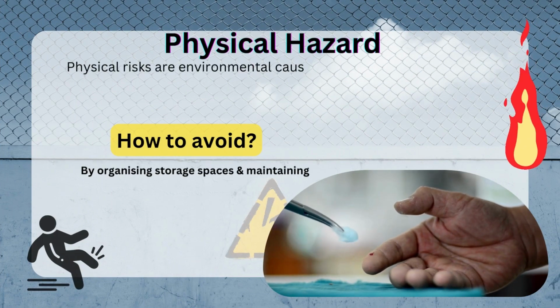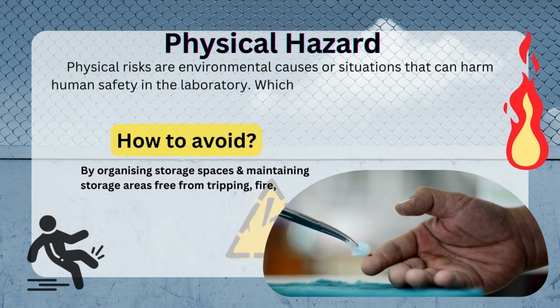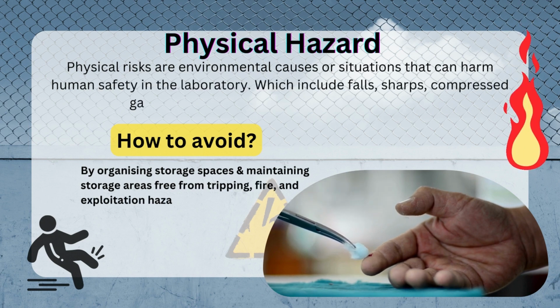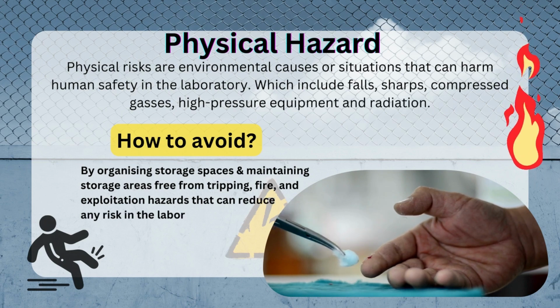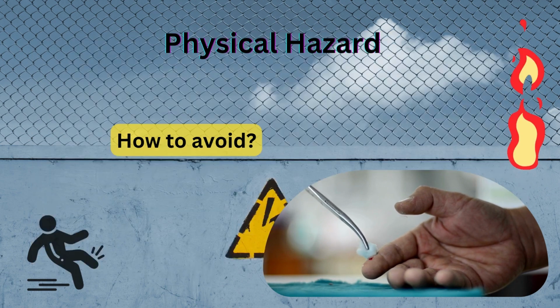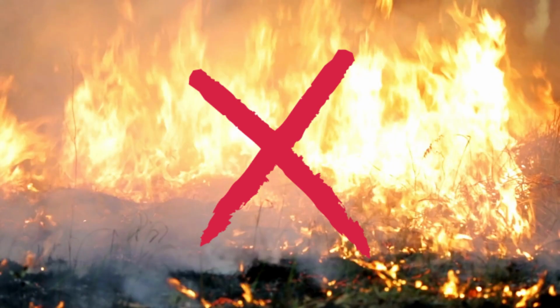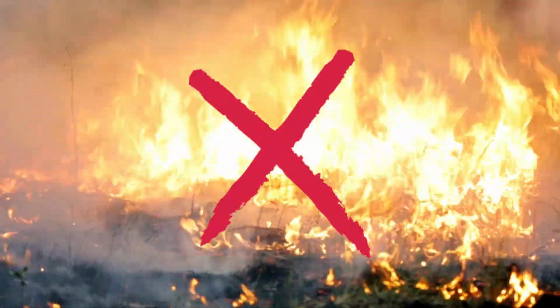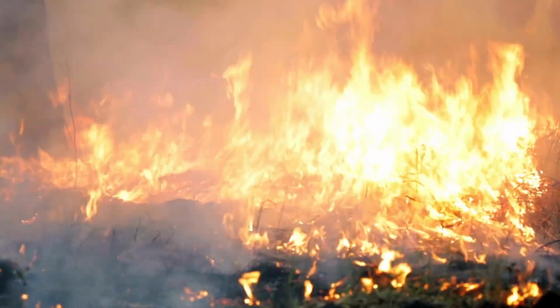Physical risks are environmental causes or situations that can harm human safety in laboratories, which include falls, sharps, compressed gases, high-pressure equipment, radiation, and more. Many injuries are caused by improper housekeeping. Slips, trips, and falls are extremely common, but they can be avoided, starting with organized and secure storage spaces and maintaining storage areas free from tripping, fire, and explosion hazards that can reduce any risk in the laboratory.